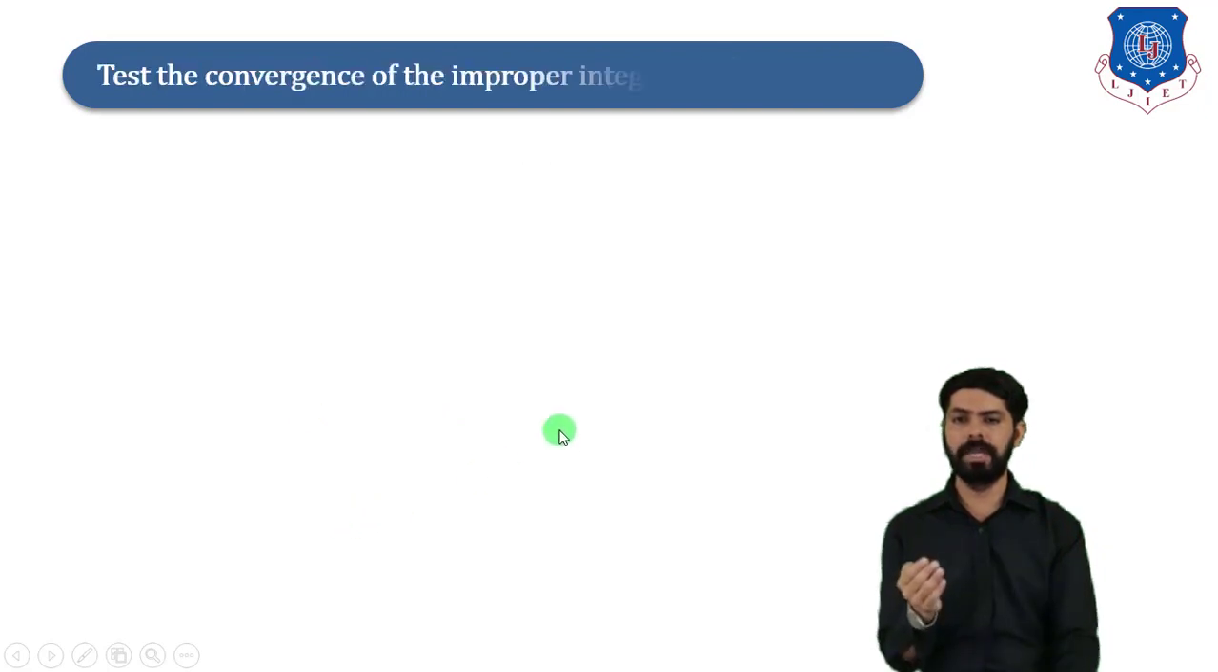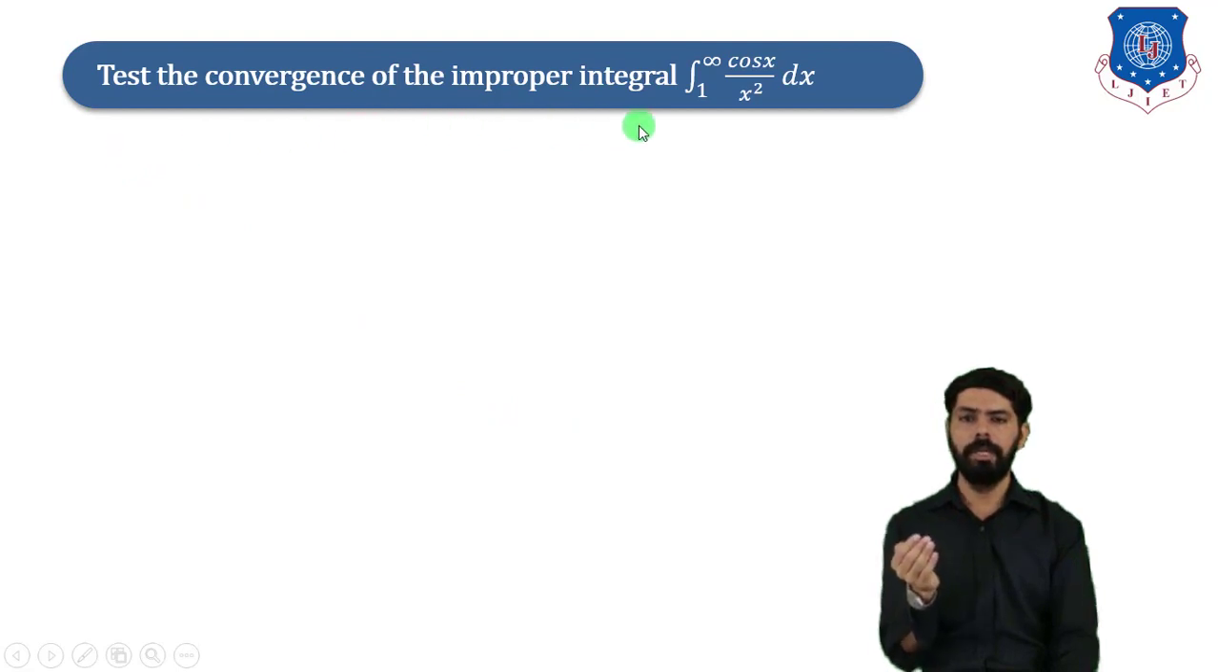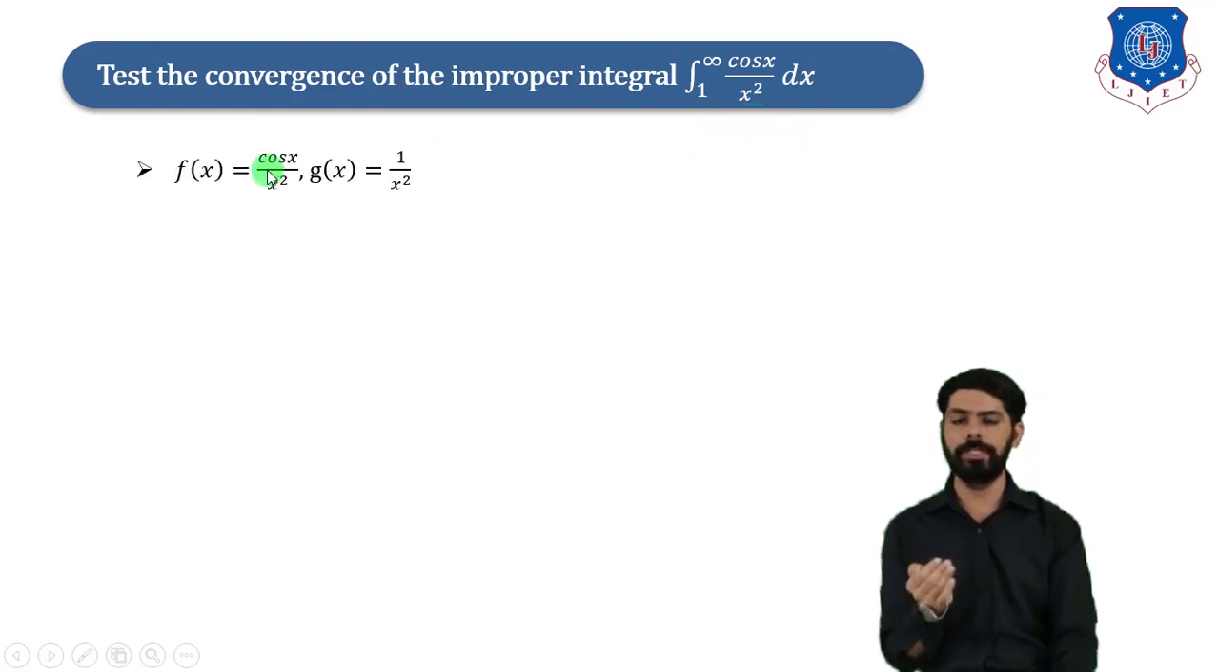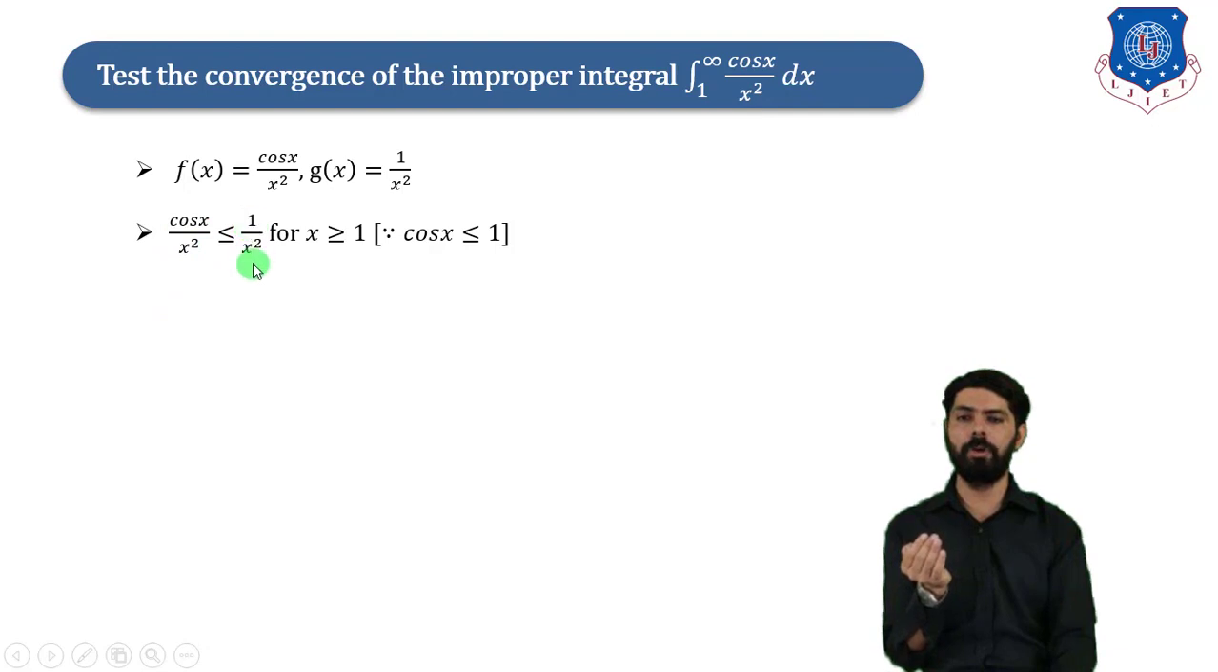Now we will discuss examples related to this. The first example is: test the convergence of the improper integral from 1 to infinity of cos x divided by x square dx. Here f(x) is equal to cos x divided by x square and g(x) is equal to 1 divided by x square. Therefore, cos x divided by x square is less than or equal to 1 divided by x square for x greater than or equal to 1, because cos x is less than or equal to 1.